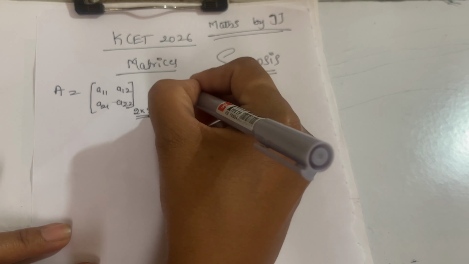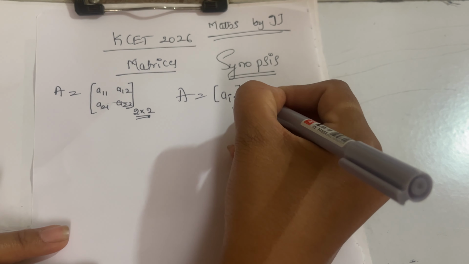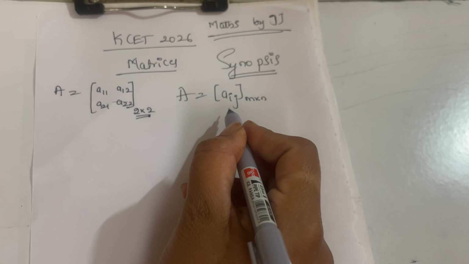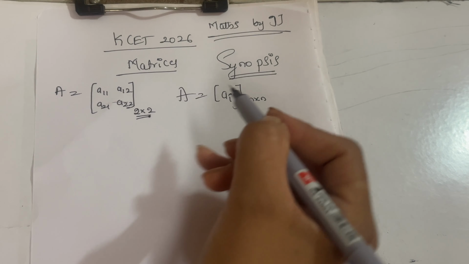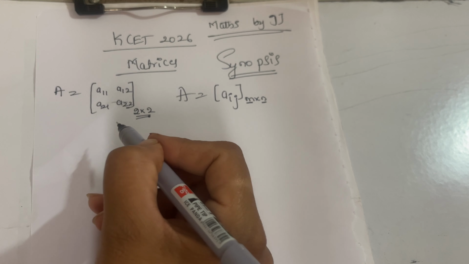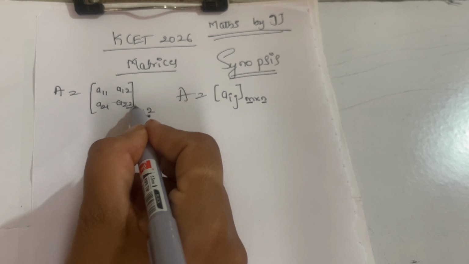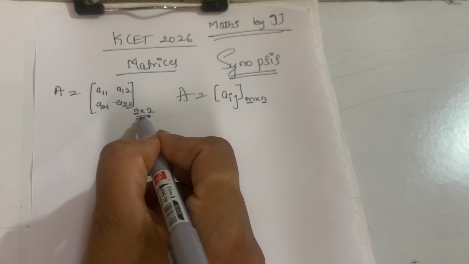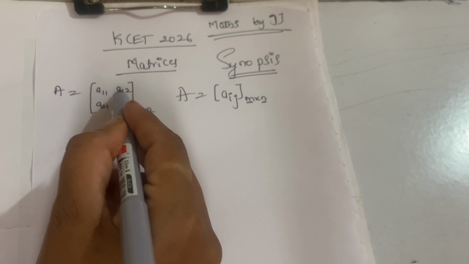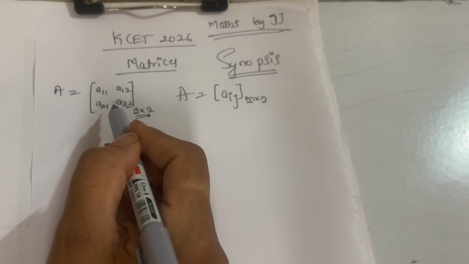Now, in general, the matrix is denoted by A equal to [aij] m cross n. This is a general representation of a matrix, where m represents the number of rows and n represents the number of columns. The next is the number of elements that this particular matrix has. That is nothing but the multiplication m into n. For 2 into 2, it is equal to 4, which means 4 elements are present in that matrix.